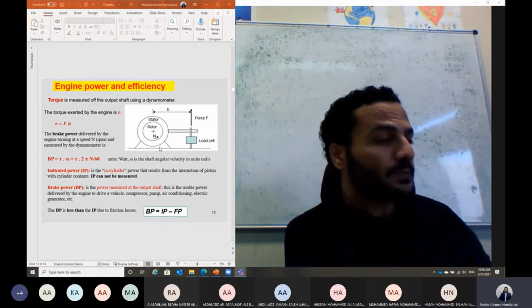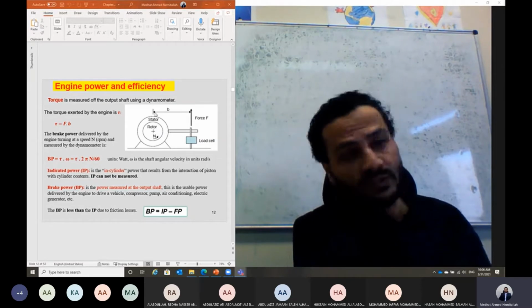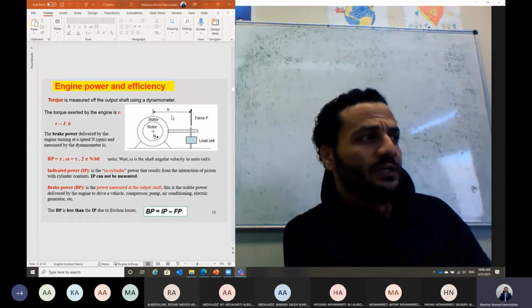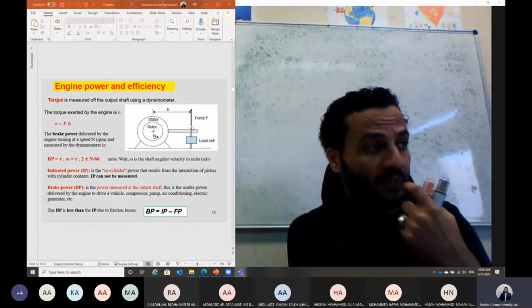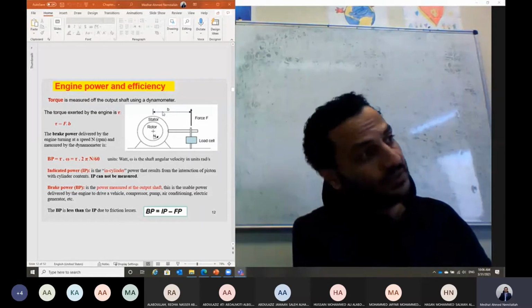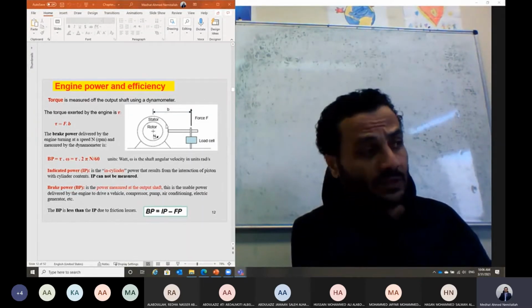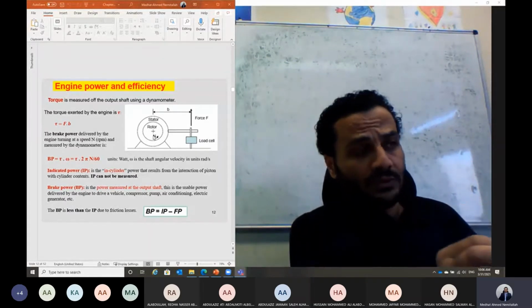Once the rotor starts rotating, the water will try to rotate and the outer casing will start tilting in the same direction. Then we can return it back to its original vertical position by adding some weight here at a certain distance b. Then we can calculate the torque multiplied by the RPM of this shaft. Then we can measure the brake power in this case.